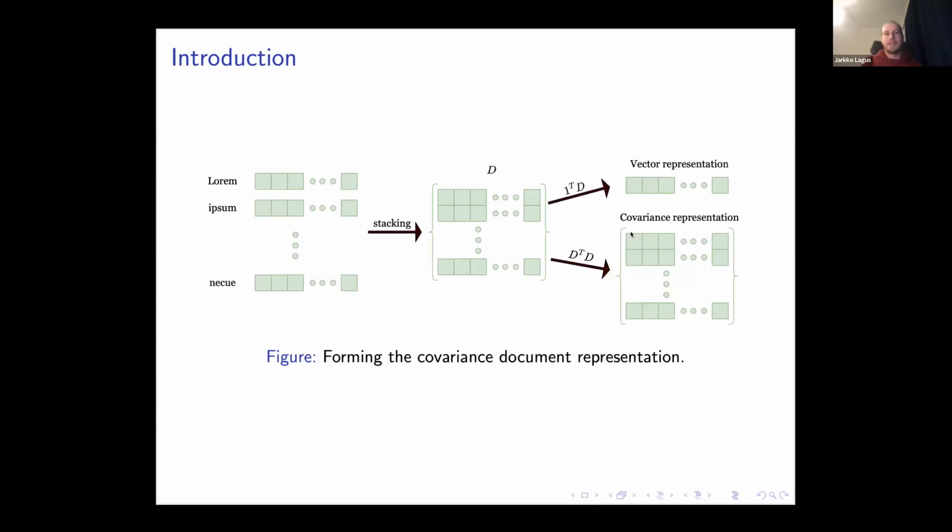And how do we form these representations? We have some document, we represent each word with its word embedding, and then we stack them together. Depending on which kind of representation we are interested in, we can take some kind of pooling. Here, for example, mean pooling, so we get just a single vector, or if we do covariance pooling, we get a matrix of the embedding dimensionality.